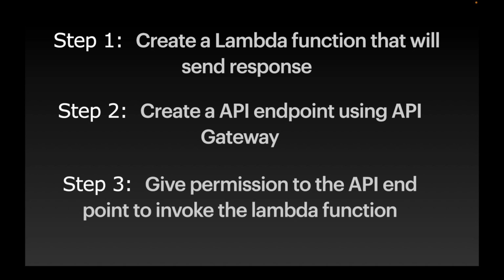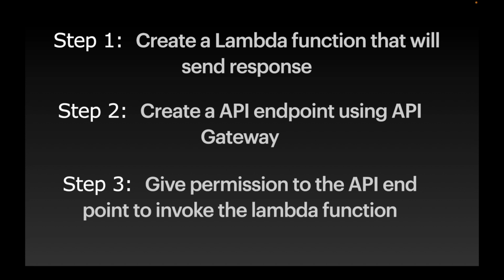The third thing is you have to give the API endpoint permission to invoke the Lambda function. By default, the API endpoint will not have the permission to invoke the function, or it does not know which Lambda function you want to run. So explicitly, you have to give the permission to that API endpoint for which Lambda function you want to run. You can specify for which request you want to invoke which Lambda function, right?